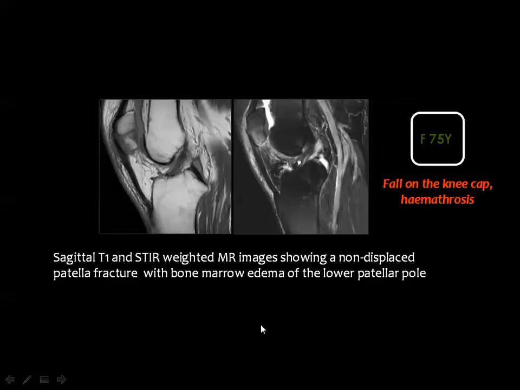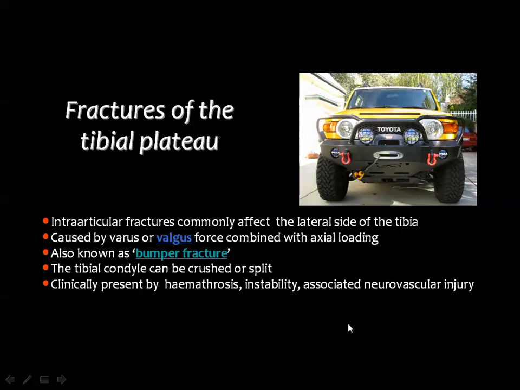By MRI, you see a transverse patellar fracture. The lower fracture fragment shows some bone marrow edema in the form of low signal in the T1 and high signal in this STIR image. And you see also soft tissue edema along the patellar tendon and a small amount of joint effusion as well.